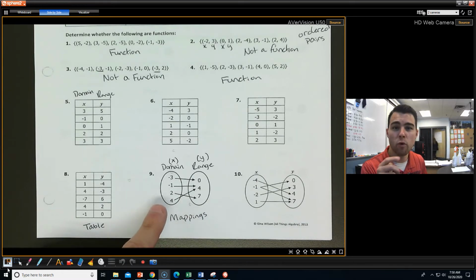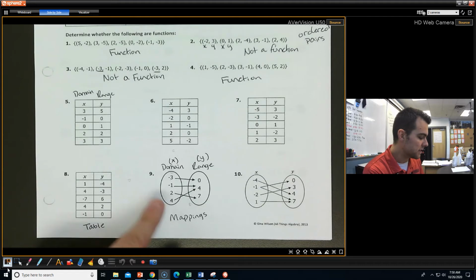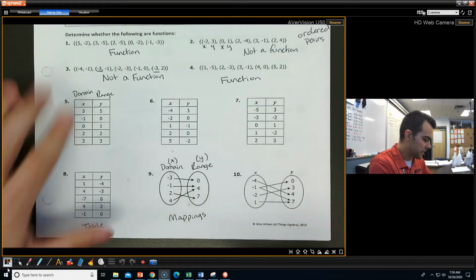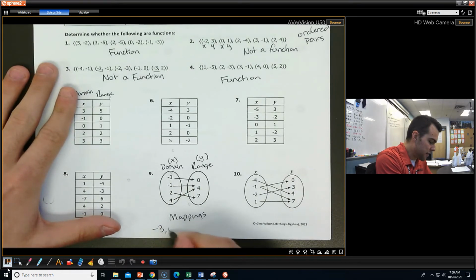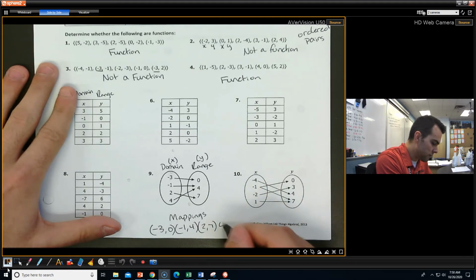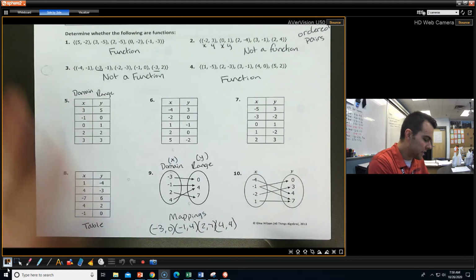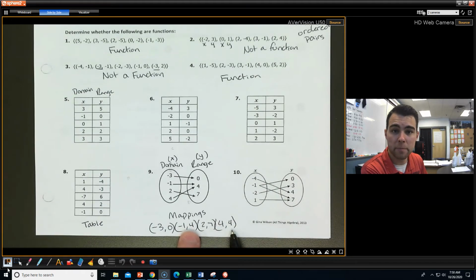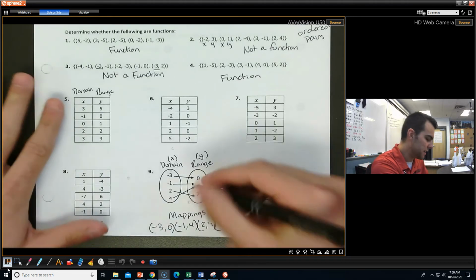Am I getting more than one line that's coming out of it? -3. Okay, so we have -3 to 0. We have -1 to 4. And we have 2 to 7. And then we have 4 to 4. Again, even though the y values have repeated, the x values did not. Okay, so this guy is a function. This is good.